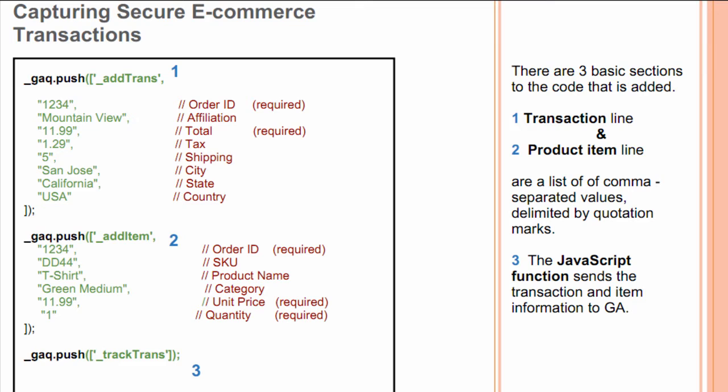There are three basic sections to the code that is added. Transaction line and product item line are a list of comma-separated values delimited by quotation marks. The JavaScript function sends the transaction and item information to Google Analytics.